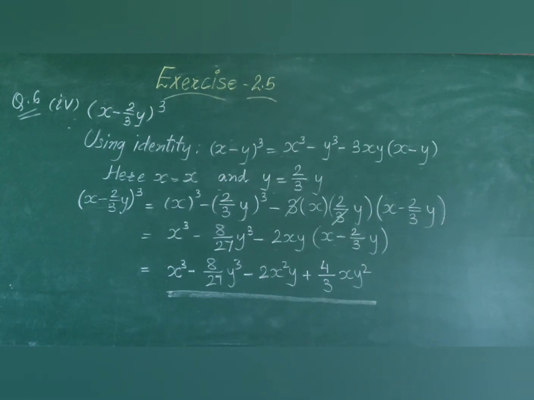So the expansion of (x minus 2 upon 3y) whole cube is equal to x cube minus 8 upon 27 y cube minus 2x square y plus 4 upon 3 xy square.